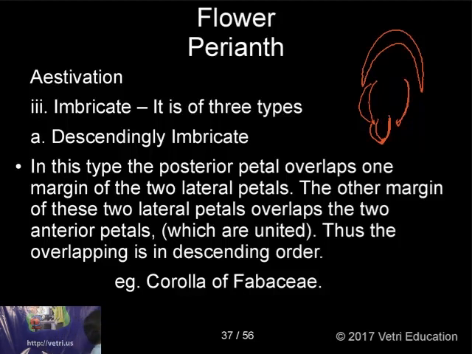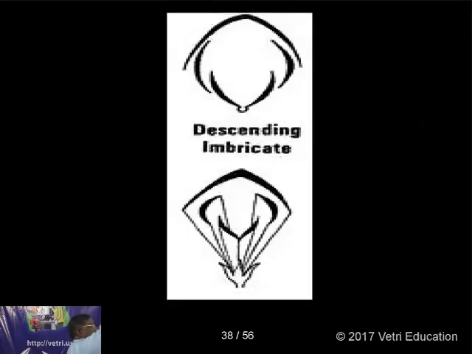You can see the photograph. So here you see the posterior very big petal, the standard petal. Below you can find the wing petals, and below you can have the keel petals. Descendingly imbricate aestivation. The flower is also arranged like this. I will show the flower also later.